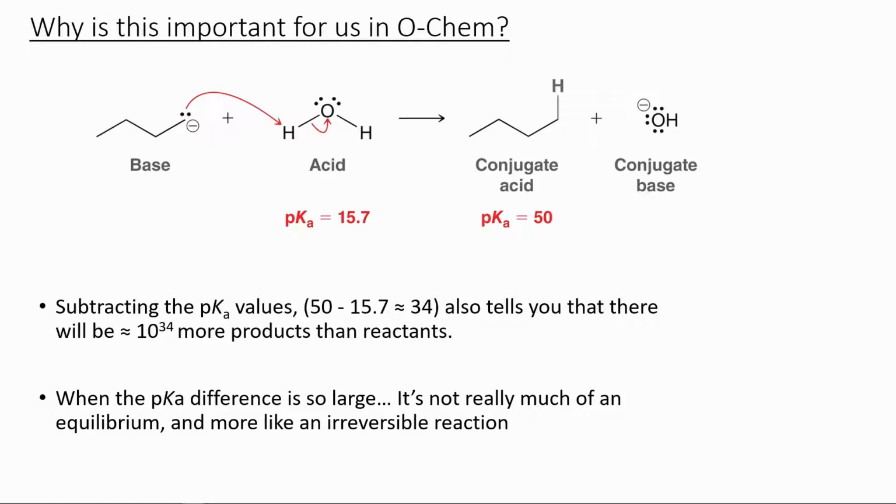In organic chemistry, we're going to utilize these large pKa differences to execute chemical reactions. So if a pKa difference, for example, is 34 units, that's 10 to the 34th more products in reactions. And this is no longer really an equilibrium arrow at this point. It's just a reaction arrow. It's not going to be a reversible process. So if we take a strong base and react it with water, then we're going to be able to fully protonate that base irreversibly.